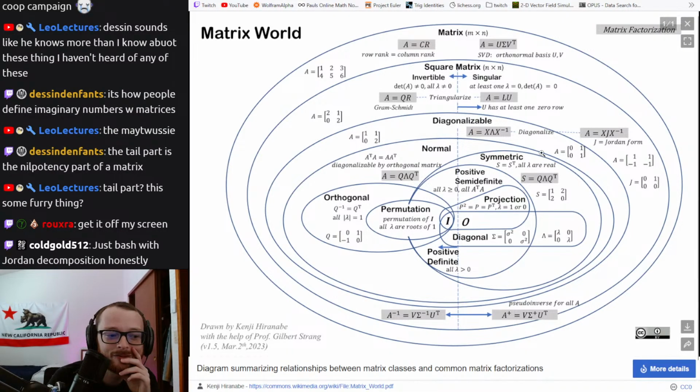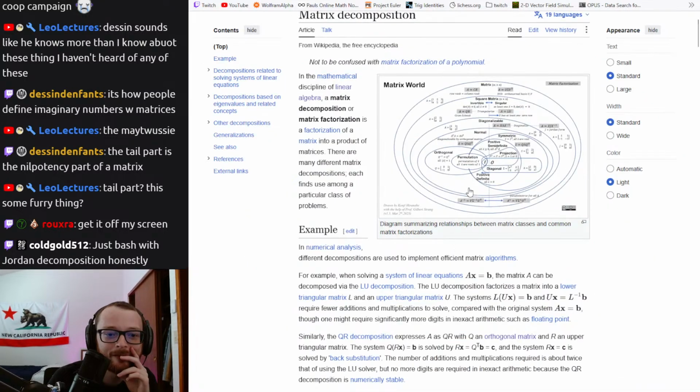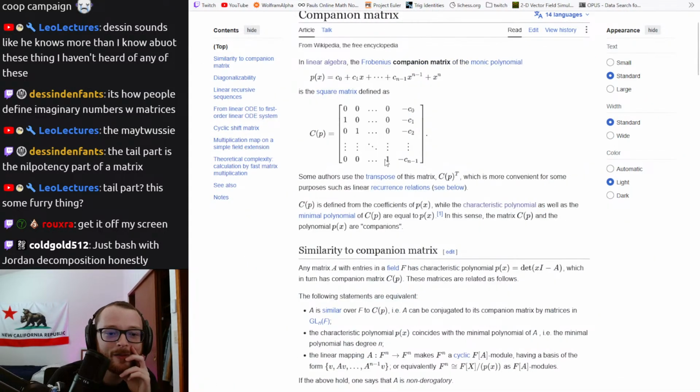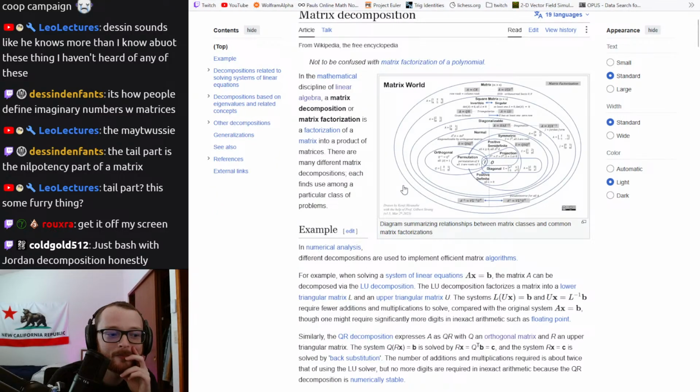Just bash with the Jordan decomposition? Oh, that is like a Jordan form. Oh, it's, I guess, almost. I don't know.